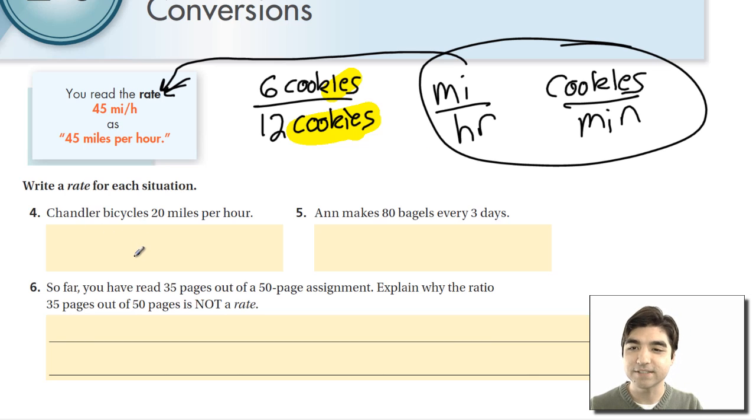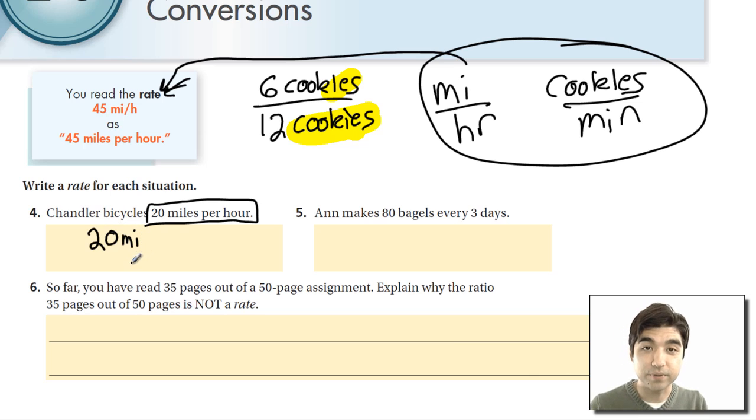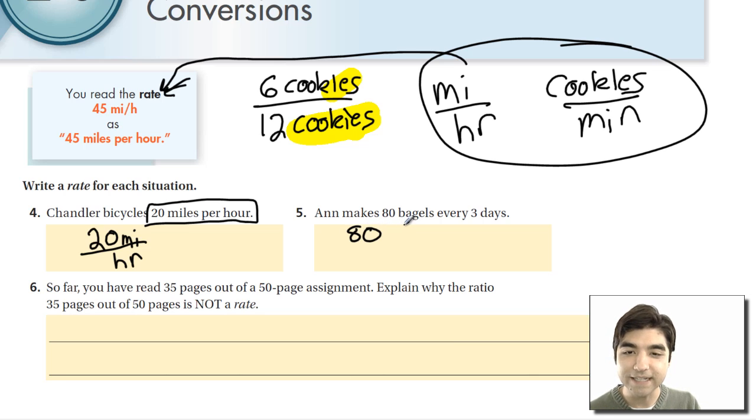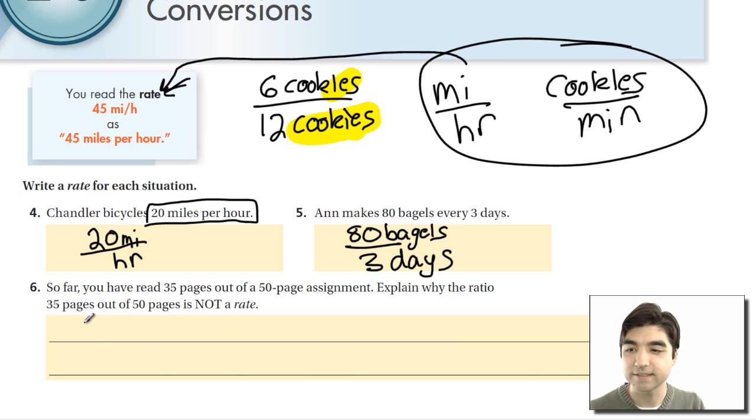We have Chandler bicycles 20 miles per hour. And if we turn this into a rate, it would be 20 miles. MI is the abbreviation for miles per hour. So you say 20 miles per hour. And number 5, we have Ann makes 80 bagels in 3 days. So this rate is 80 bagels for every 3 days. So 80 bagels per 3 days.